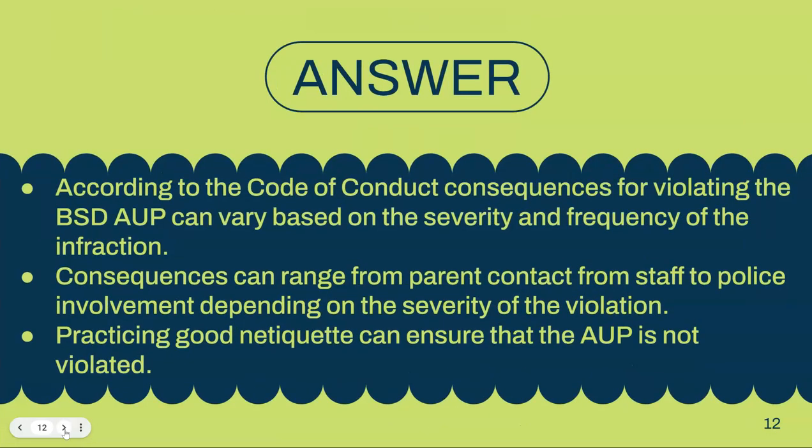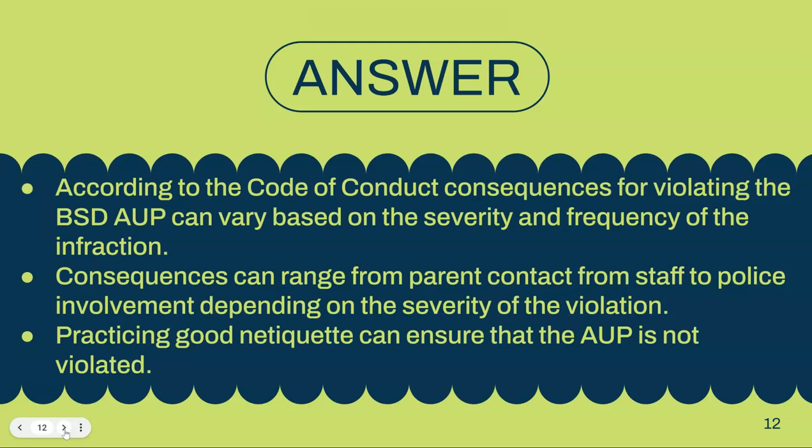So according to the Code of Conduct, consequences for violating the BSD AUP can vary based on the severity and frequency of the infraction. They can range from parent contact from a teacher or even an administrator to police involvement, depending on the severity of the violation. So if a law is broken, probably gonna have to call the police, friends.